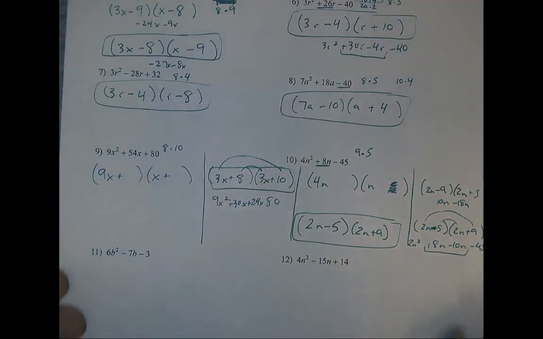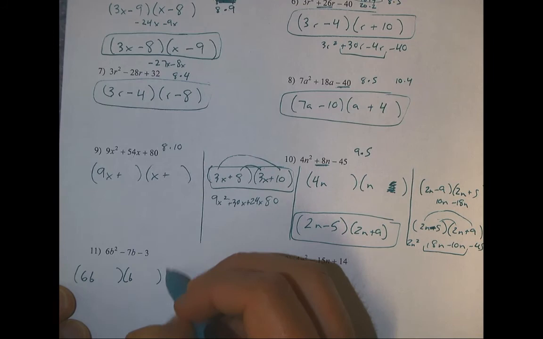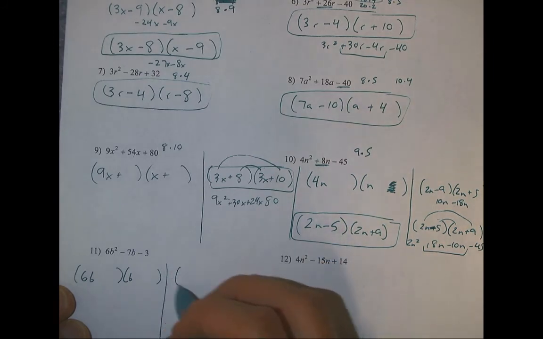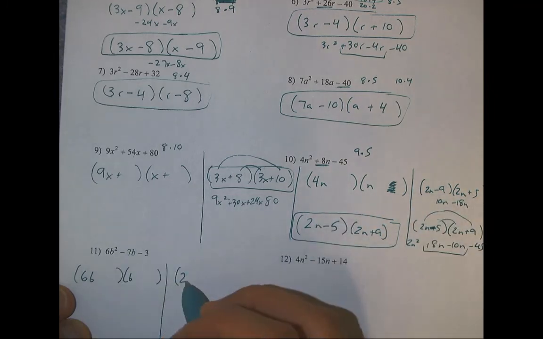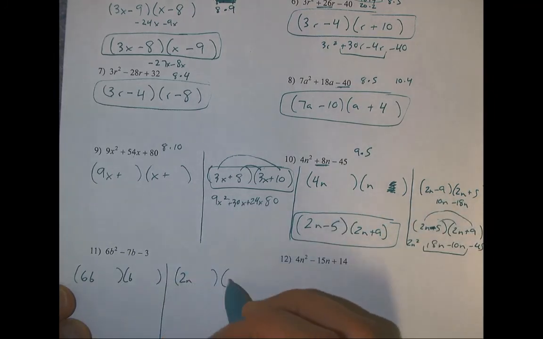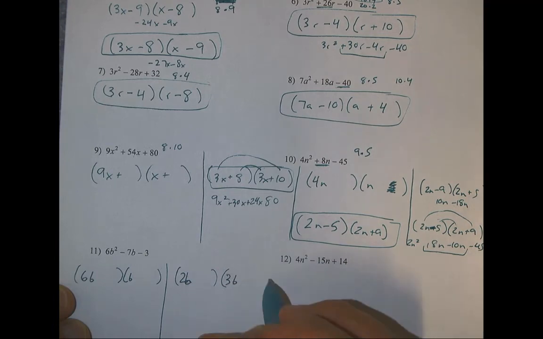Okay, 11 and 12, same idea. With the 6, it could be the 6 and a 1. But it could be a 2 and a 3. And now we get even trickier because now it's not split up into 2 and 2 and 3 and 3. But a 2b and a 3b.